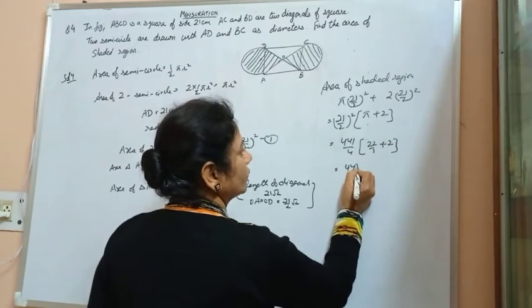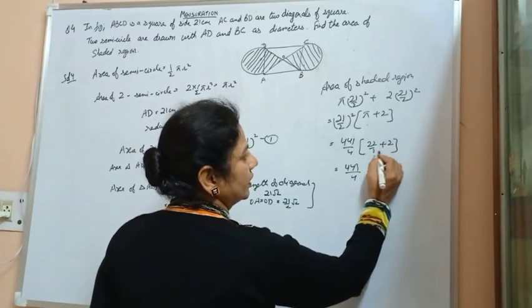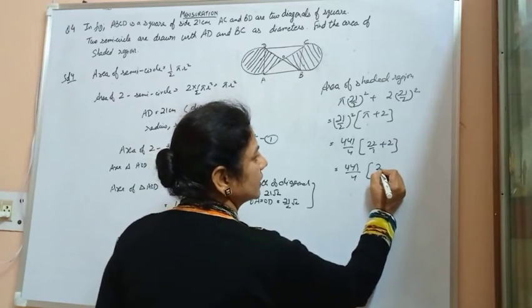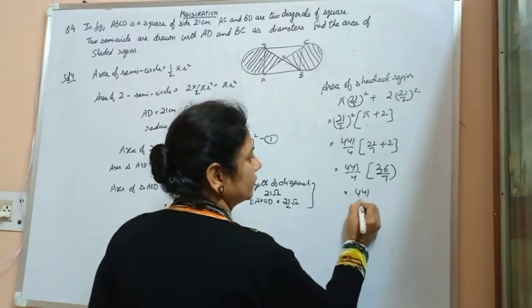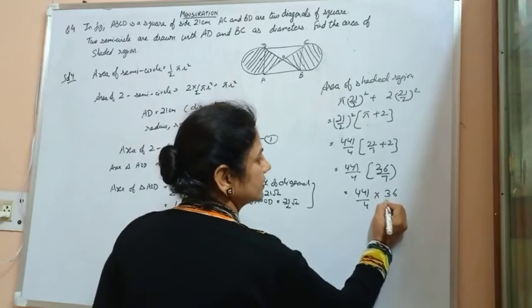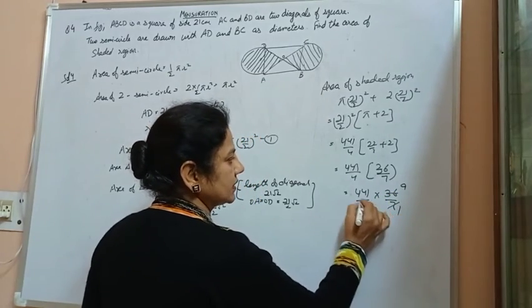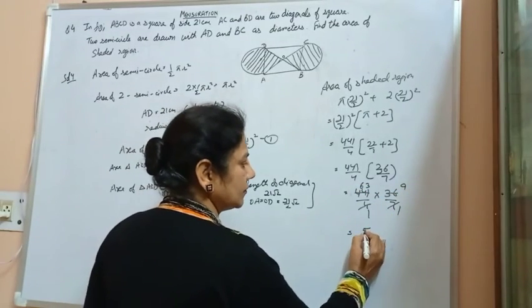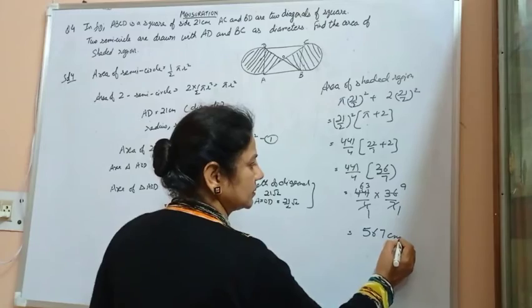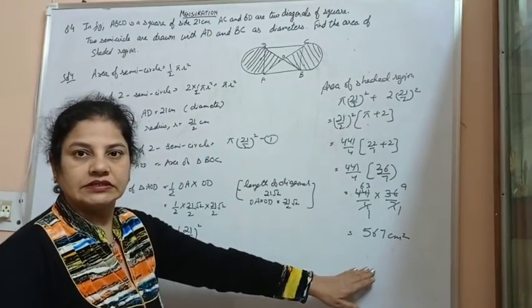Take the LCM. 22 plus 14 is 36 by 7. So you have 441 by 4 into 36 by 7. 4 ones are 4, 4 nines are 36, 7 ones are 7, 7 63s are 441. 63 into 9 is 567 centimeter square. As the side is in centimeter, therefore unit is in centimeter square.